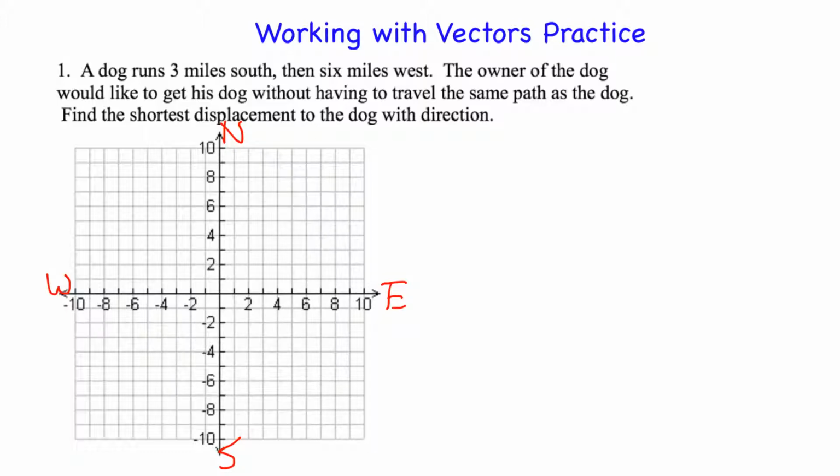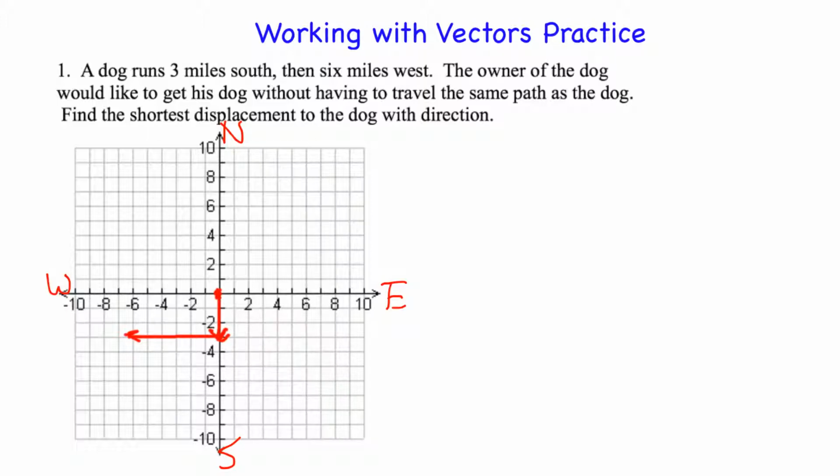Alright, the dog runs 3 miles south, so let's go ahead and put him at the origin first, and we'll run him 3 miles south, which puts us right here. Then he runs 6 miles to the west, so we'll move him over 6 miles to the west, and this is the location of your dog here. I'm just putting these arrows in to show that they're vectors.